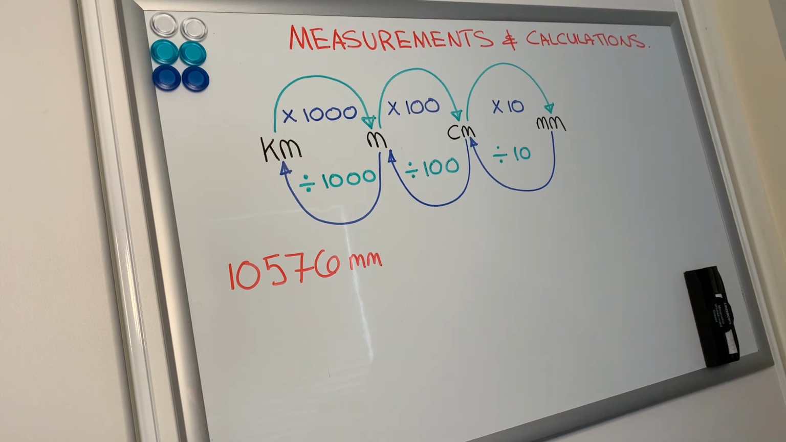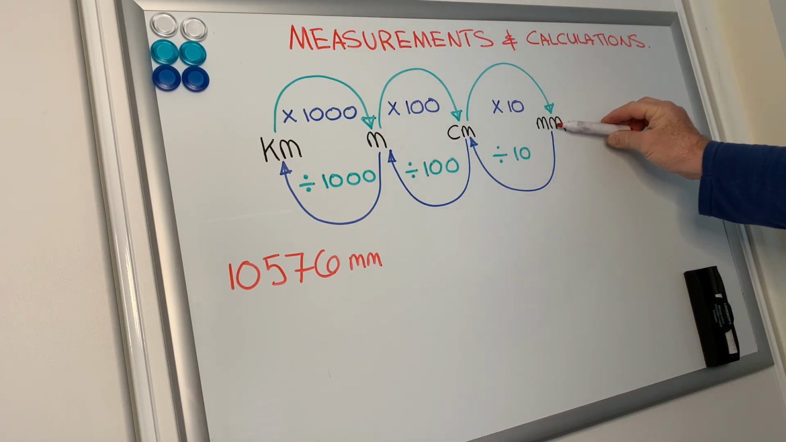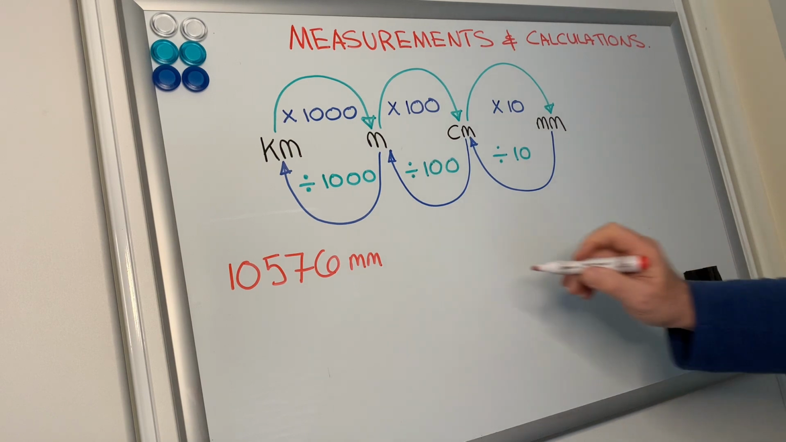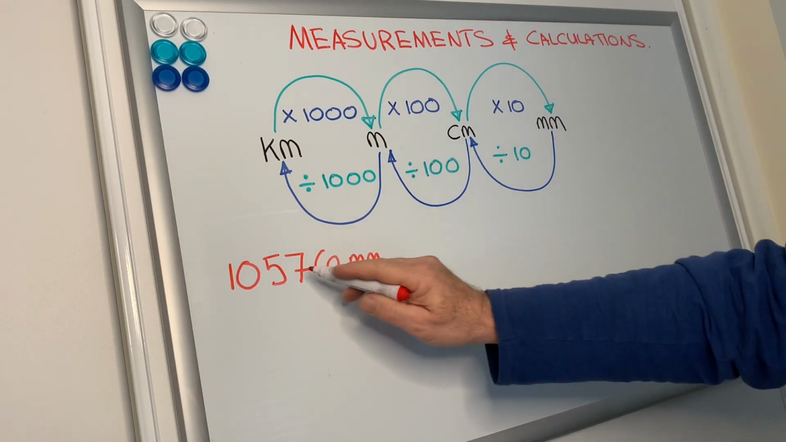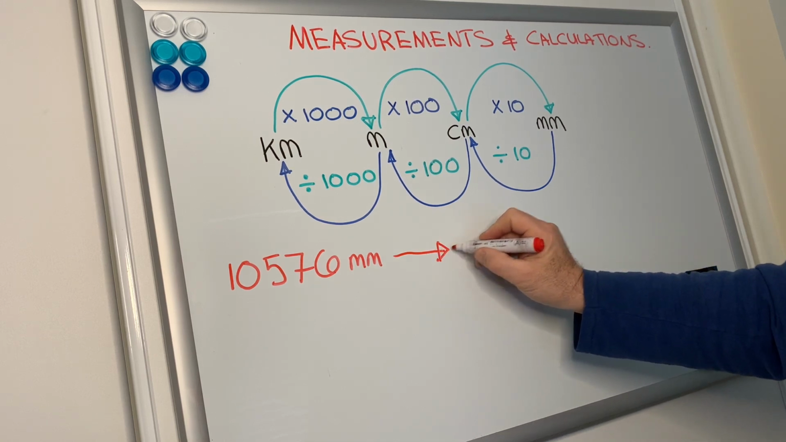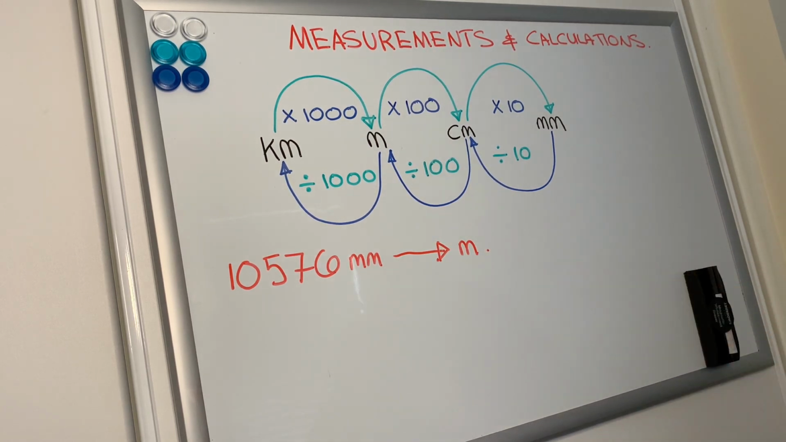On the board I've got 10,576 millimetres, and what I want to do is convert that into metres. This is an example of a typical question that you might get for a year 7, maybe year 9 NAPLAN test, NAPLAN exam.